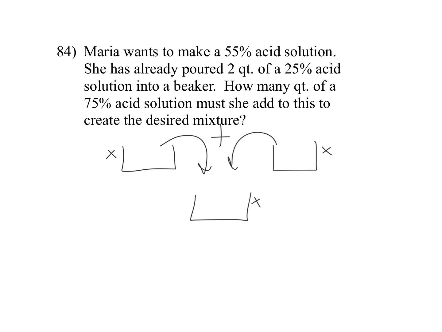Okay, it says Maria wants to make 55% acid solution. She has already poured 2 quarts of a 25% acid solution into the beaker. How many quarts of a 75% acid solution must be added to this to create the desired mixture?